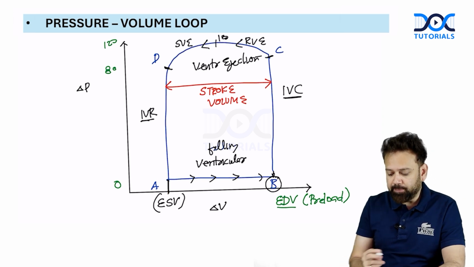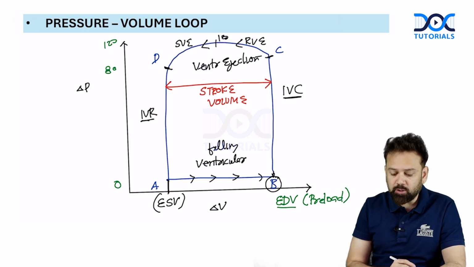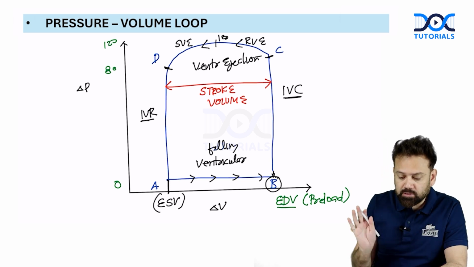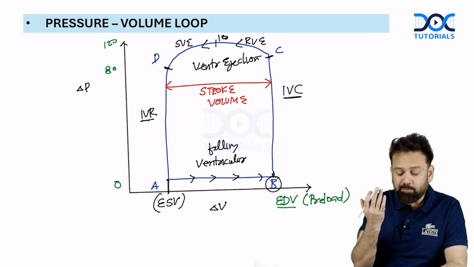Very simple. B is end diastolic, A is end systolic, and between C to D, end diastolic minus end systolic will be stroke volume. I hope there is no doubt in this, so that I can discuss the applied part also.